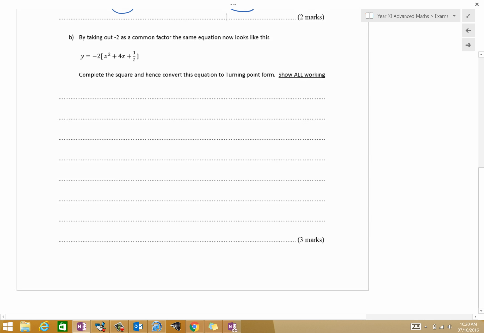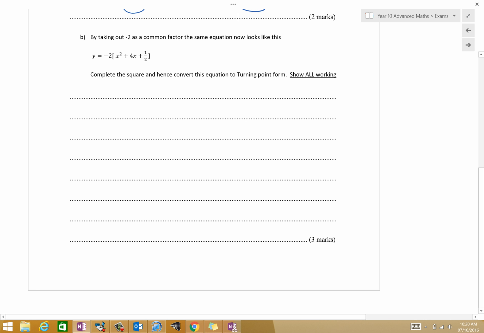In your exam, if you're asked to show something and you just give an answer, but you've been given the answer, we want you to show that we can complete the square for this by taking out minus 2 as a common factor. The same equation now looks like this. Complete the square and hence convert this equation to turning point form. In other words, we know that you can do it in your calculator, but if you haven't shown the logical steps between the answer and what we've asked you to do, then you will not get the marks, because you can do it in your calculator.